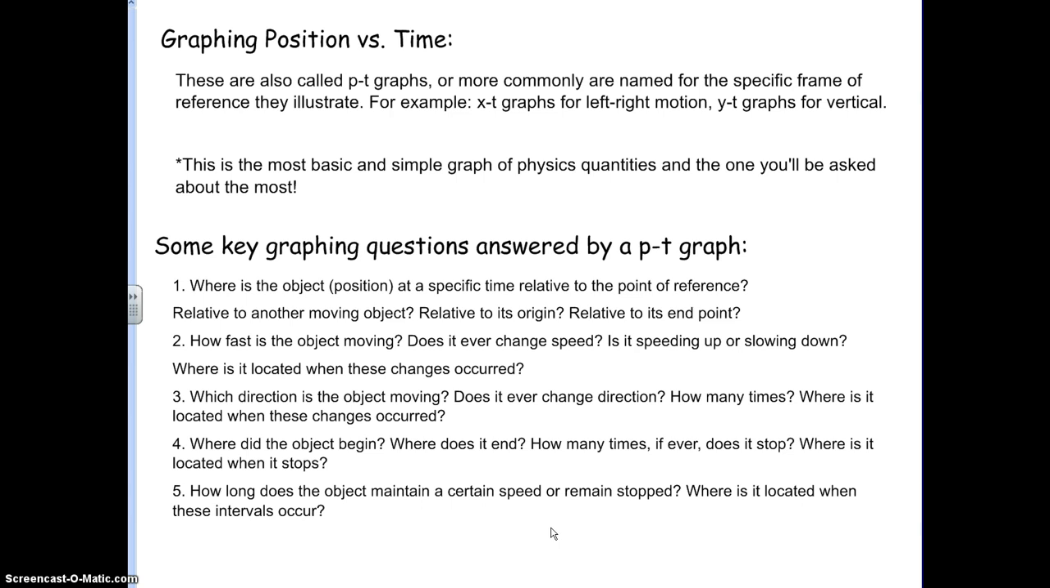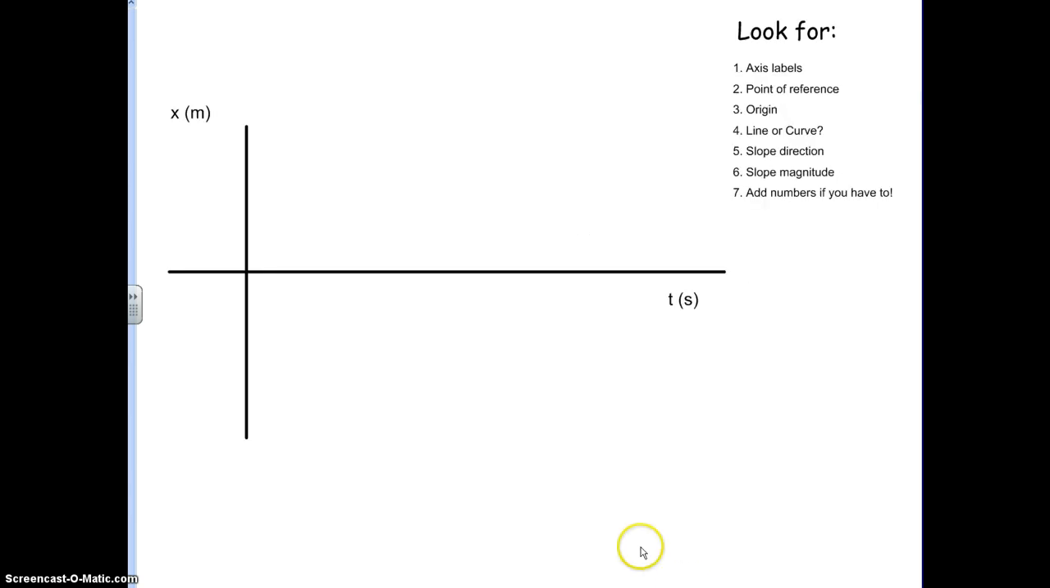And I want you to be pretty good at answering those about a position time graph in particular. The velocity time graphs and acceleration time graphs, you're going to see less frequently, but you still need to know them. So when we talk about a position time graph, there's 7 key things that you should look for.